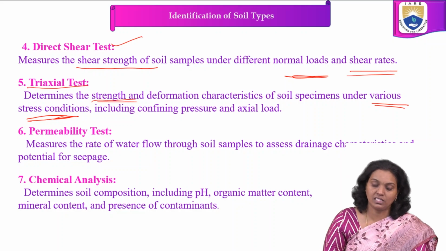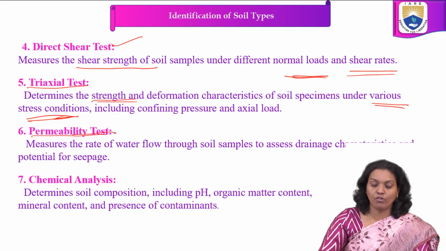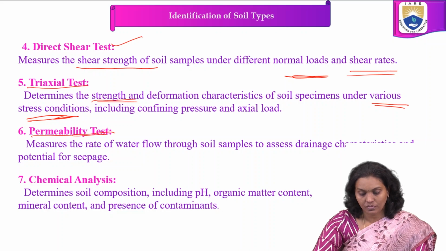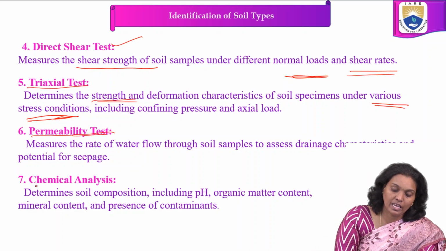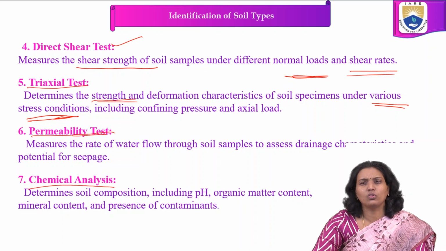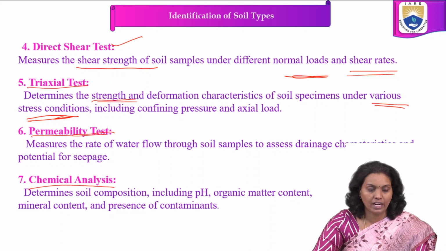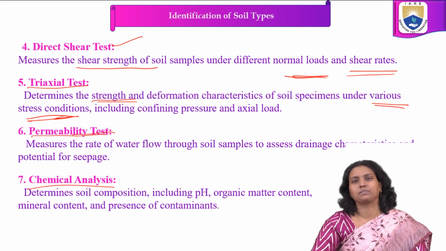The next test is the permeability test. It measures the rate of flow of water through soil samples to assess drainage characteristics and potential for seepage. The next one is the chemical analysis. It determines the soil composition, including pH, organic matter content, mineral content and presence of contaminants.